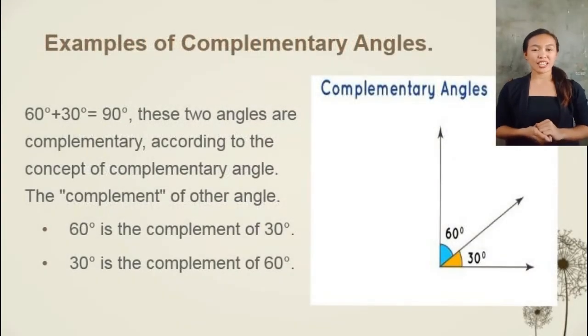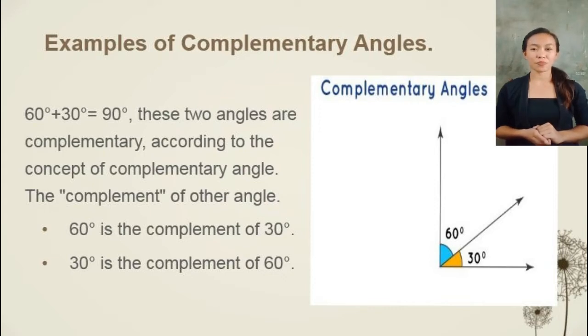So here are the examples of complementary angles. There are three different examples. First, as we can see in the first figure, 60 degrees plus 30 degrees equals 90 degrees. These two angles are complementary according to the concept of complementary angles. Each angle among the complementary angles is called the complement of the other. For example, 60 degrees is the complement of 30 degrees, and 30 degrees is the complement of 60 degrees.